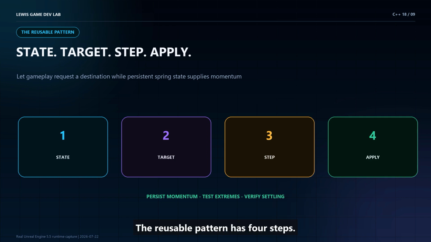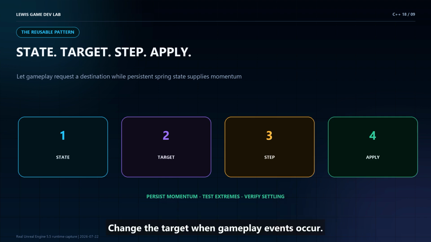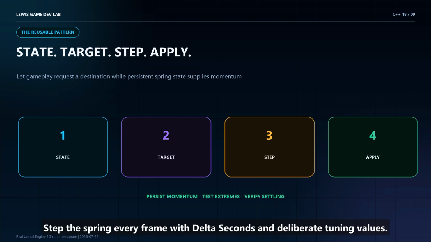The reusable pattern has 4 steps. Store 1 persistent spring state per animated channel. Change the target when gameplay events occur. Step the spring every frame with delta seconds and deliberate tuning values. Apply the result to the correct component, then define a tolerance for settled.